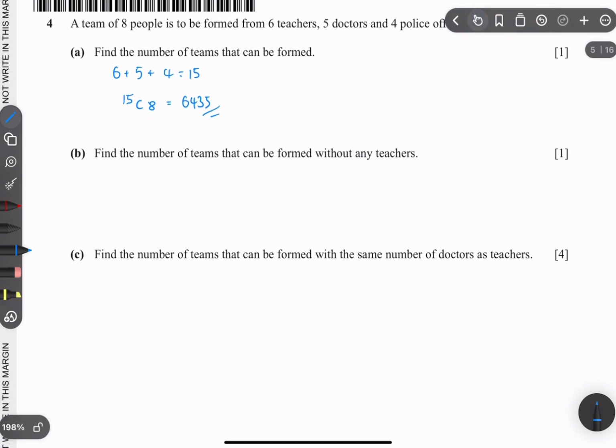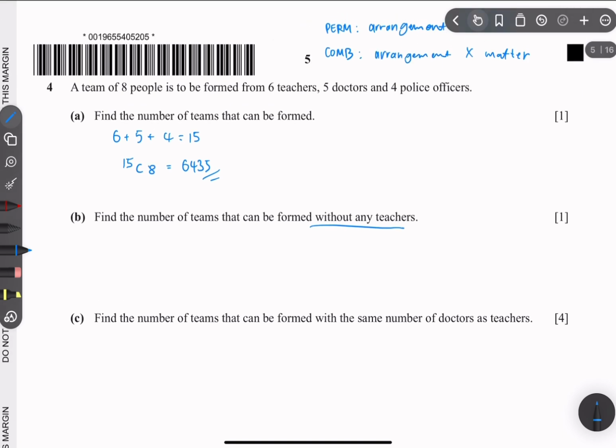Part B, find the number of teams that can be formed without any teachers. Okay, so the number of people that are not teachers is 5 and 4. So you just add. And now we know there are 9 possible people that can be in this team of 8 people. So we just do 9C8, because once again, the arrangement does not matter.